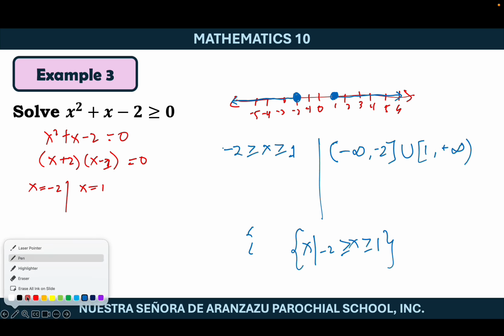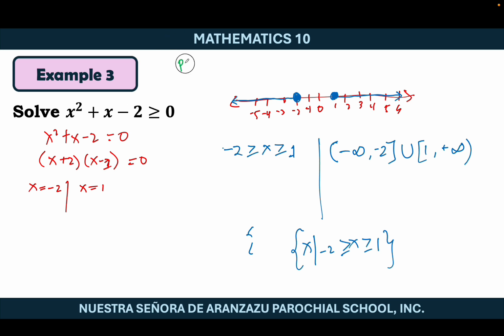Hindi na kayo nagte-test values. Hindi na kayo gumagawa ng table. Verify nyo na lang kung tama. Sige, try natin. Si 0, kapag sinubstitute natin si 0 dito, di ba, ang hinahanap natin greater than or equal to 0. So, ibig sabihin, positive dapat para masabi natin na true. So, substitute nyo sa x squared plus x minus 2 greater than or equal to 0. So, 0 squared plus 0 minus 2. So, 0 cancel na yan. So, negative 2 greater than or equal to 0. True ba yan or false? So, false yan. Kaya walang shade in between of negative 2 and 1.